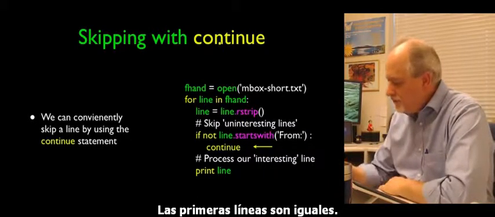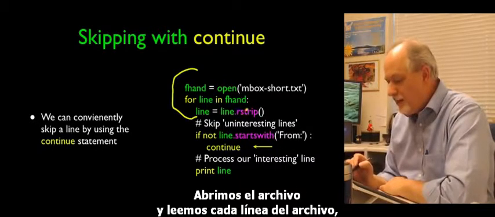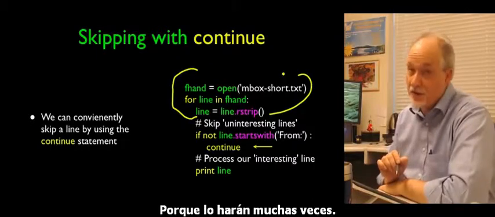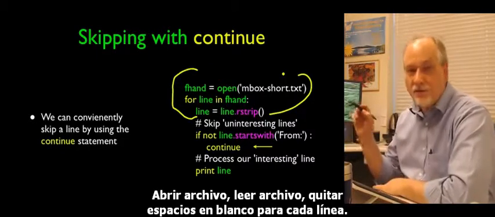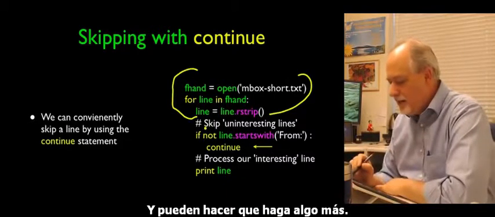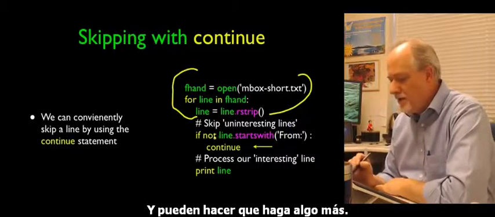And so the first few lines here are the same. We open a file, we read each line in the file, then we're going to strip off the white space. You're going to get tired of typing these 3 lines because you're going to do it a lot. Open the file, start reading the file, strip the white space for each line. And you can make it so that you can look for some fact.